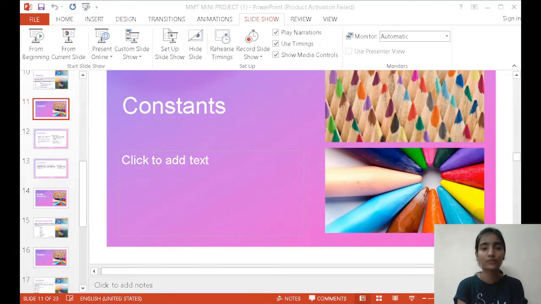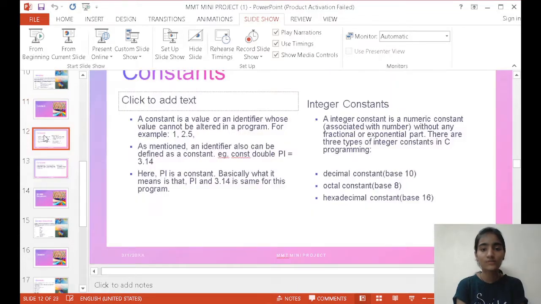Now let us study what a constant is. So a constant is a value whose value cannot be altered in the program. For that you need to write the const keyword, and after that anywhere that particular identifier comes, that time we'll have that constant value which you have declared in the first.